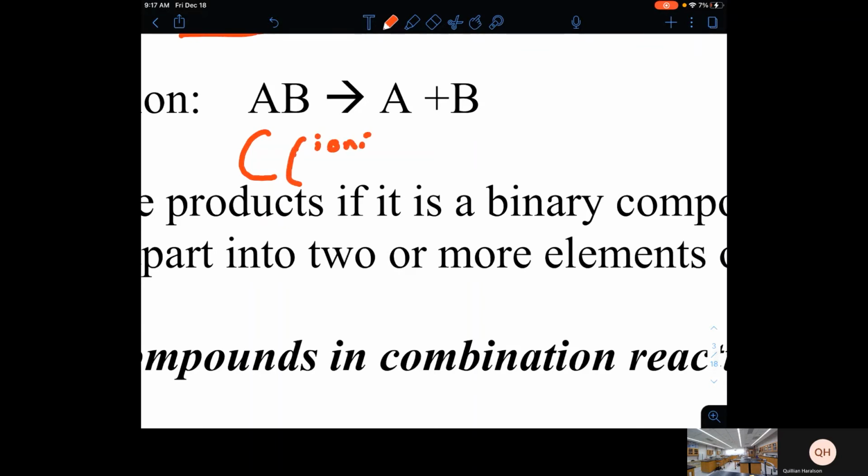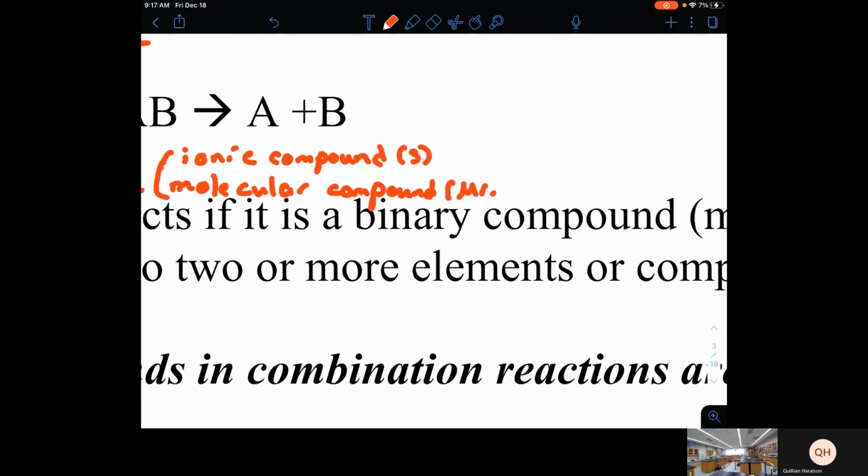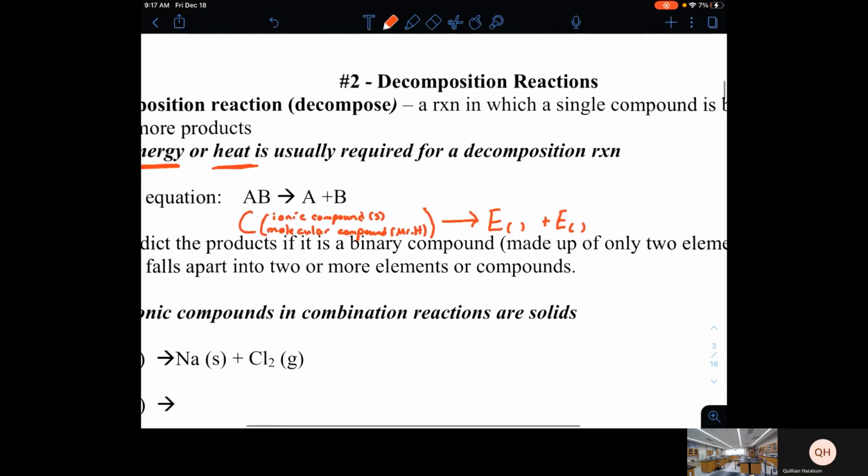If it's an ionic compound, then we said it's going to be a solid. If it's a molecular compound, then I'm going to have to tell you the state of some molecular compound. And because it's binary compounds that we're looking at, these are going to break apart into an element plus an element. So that is what it's going to break apart into.